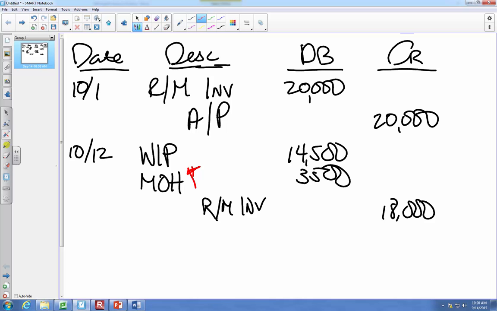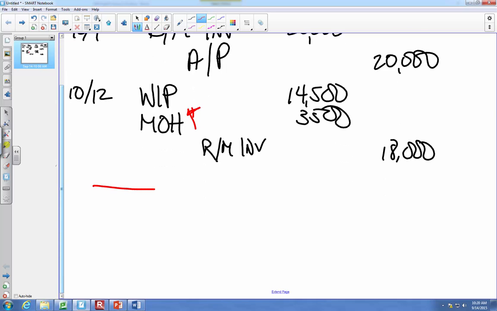Let's do a quick review here. Jake, what kind of account is manufacturing overhead? Debit type or credit type? It's neither. Why? It's a temporary account. It's got to be closed out. It's not a P&L account. It's not a balance sheet account. It's not a debit account. It's not a credit account. It's a temporary account we use to facilitate. What does that mean?